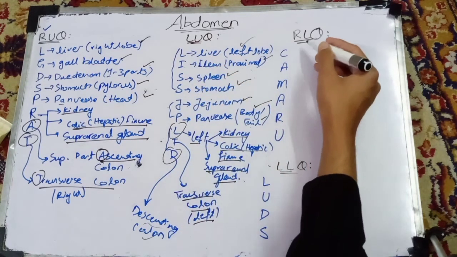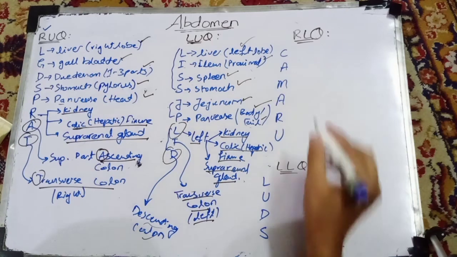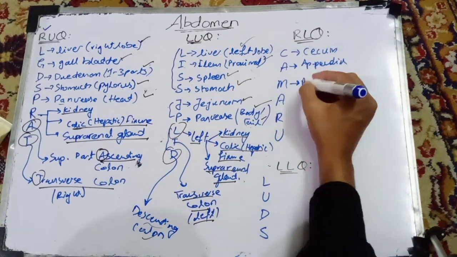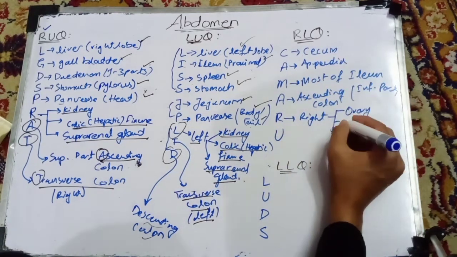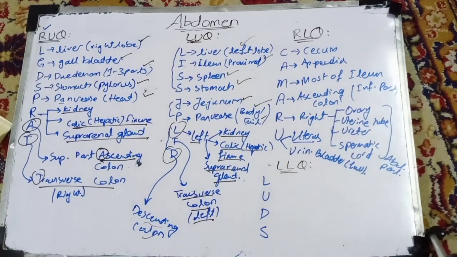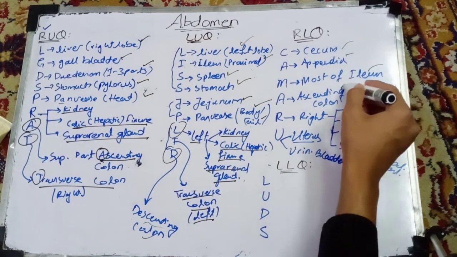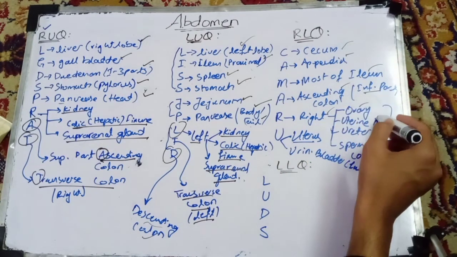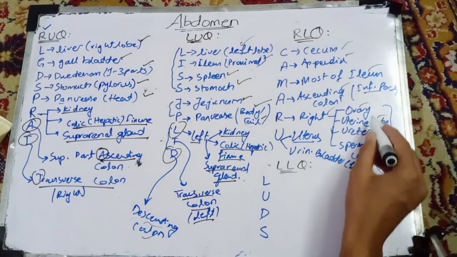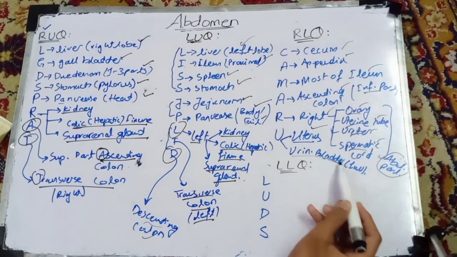Now we are moving on to the right lower quadrant. For the right lower quadrant, we have a mnemonic, Kamaru. What is Kamaru? C will be for the cecum. So in the right lower quadrant, we will have the cecum, appendix, most of the ileum, ascending colon, inferior part, right ovary, uterine tube, ureter, spermatic cord, their abdominal parts. Basically, these four structures will be having their abdominal parts. Uterus if it's large, and urinary bladder if it's full.